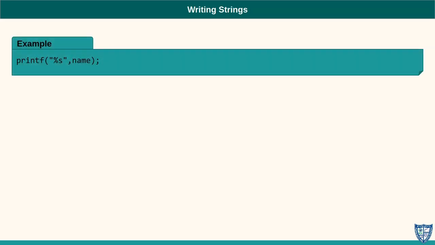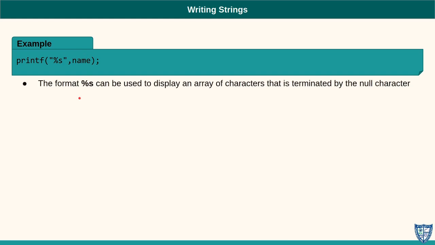Now we will move on to the reverse, writing a string. Writing a string is done using the printf function. The %s is used for printing a string. Name will be printed in this place. So that is how you will write a string.